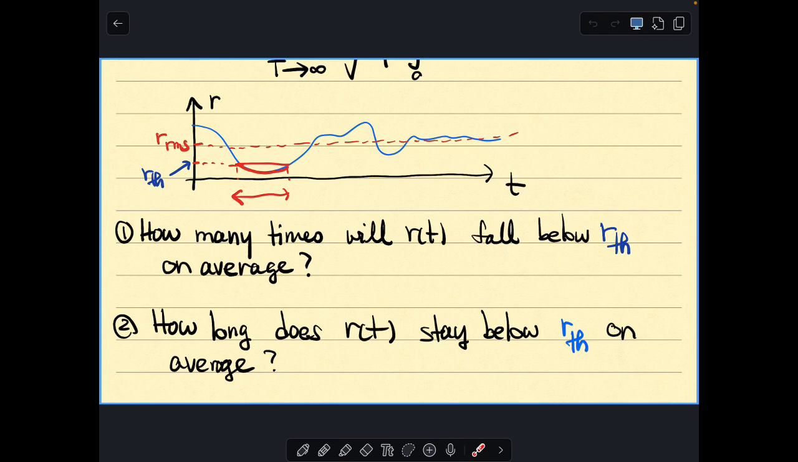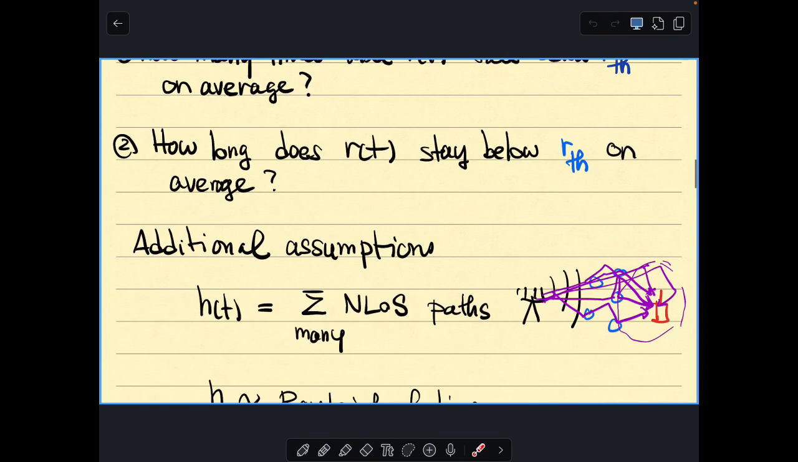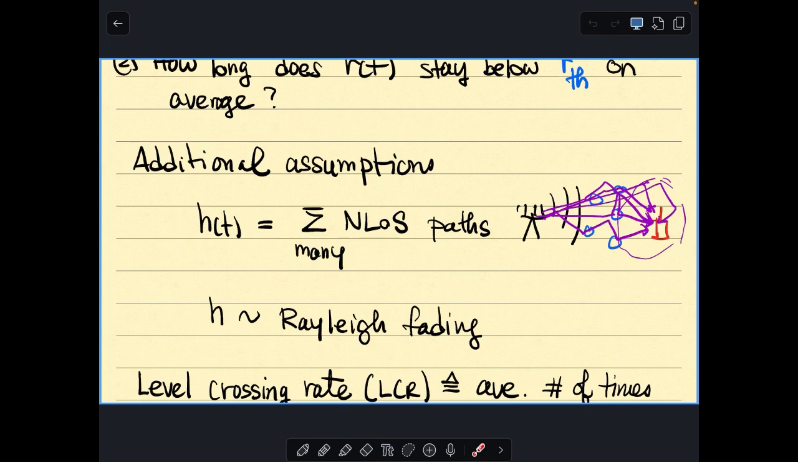So if it dips many times, that means it's going down very often, so that's not good. Or how long does it stay below this threshold? How long does it stay below this threshold on average? So how do we answer this? There are some assumptions that we have to make.